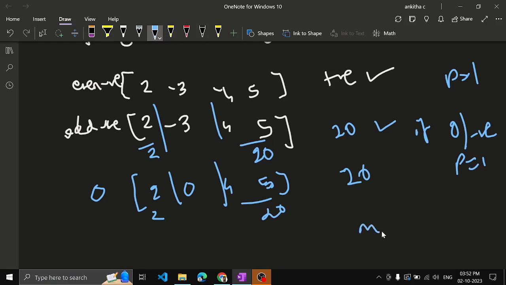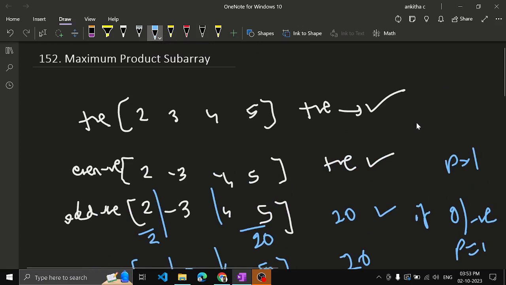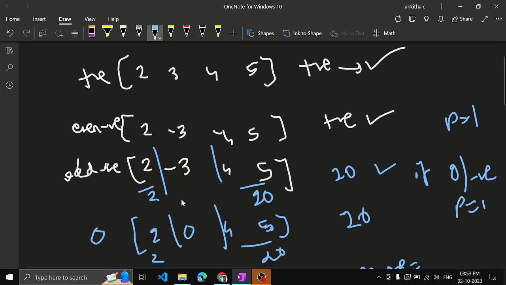So each time you calculate the product, let max product be equal to max of max product comma product. So again, once you reinitialize product equal to 1, then you can multiply 4 comma 5 because they are all greater than 0. But how do we get to know whether we have an even or odd number of negative integers?